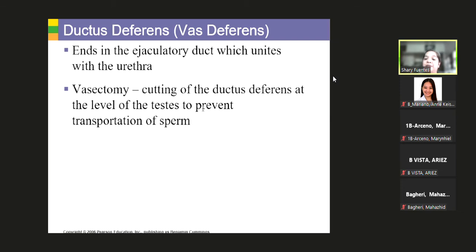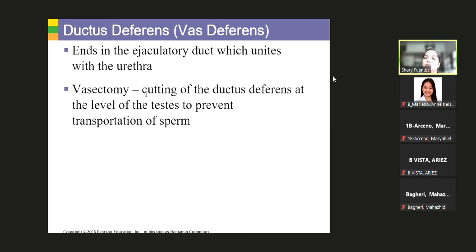procedure wherein the ductus deferens are being cut, okay? At the level of the testis, sa may testis sila gina-approach, so you don't need here an incision, okay, to prevent the transportation of sperm. Ano mangyari doon sa pagpinutol mo siya? So pagpinutol, wala nang daanan. So when you say vas, it's referring to the vas deferens. Ectomy means removal, so puputulan nila, babawasan. So it's like a road, you try to cut the bridge there. So wala ka ng daanan, hindi ka makakalusot. So ganun ang gagawin, is either they tie it or they cut it. Okay, but they usually cut that one.